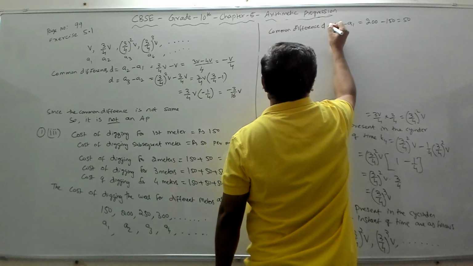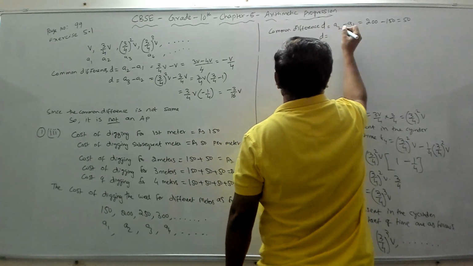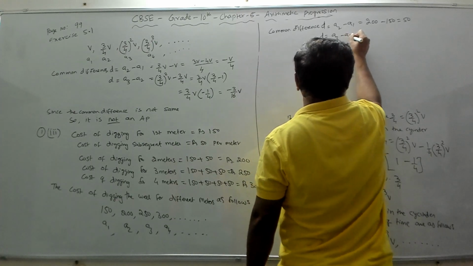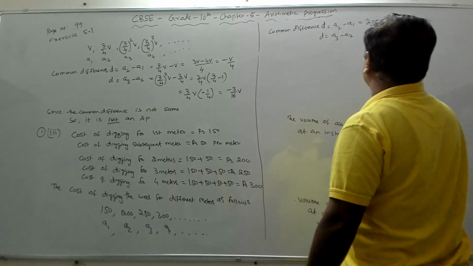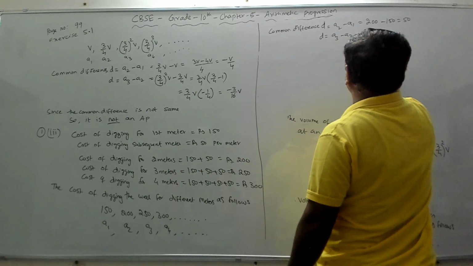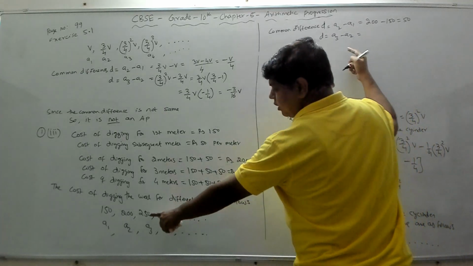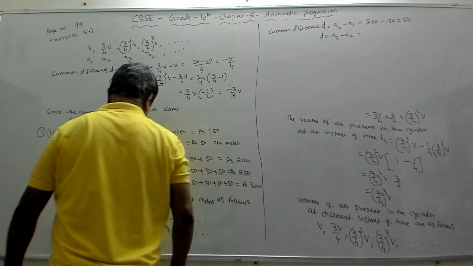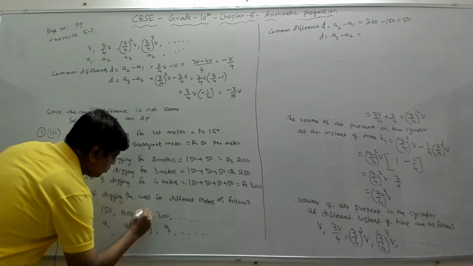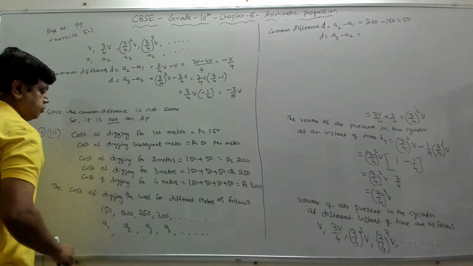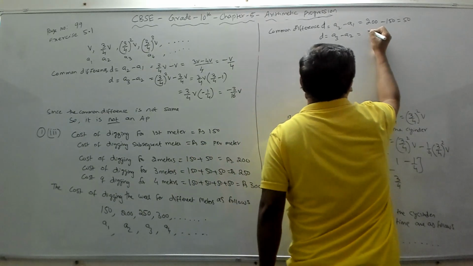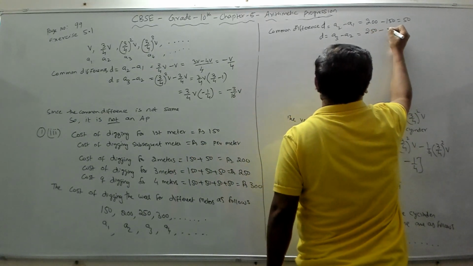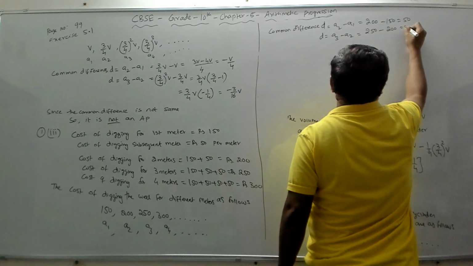Common difference D equal to, let's do A3 minus A2. We have to check for every pair of consecutive terms. So A3 minus A2. A3 is how much? 250. So 250 minus 200. A3 is 250 minus A2 is 200. That also gives you 50.